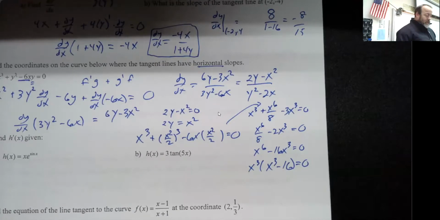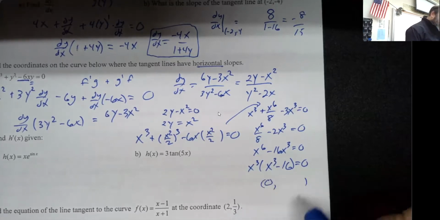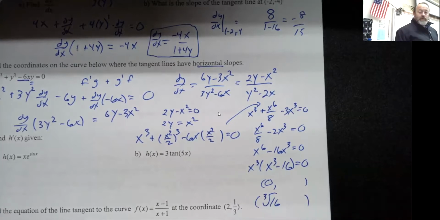So we're pretty well ready to go now, because the only way that this product can be 0 is if x itself is 0, or if x itself is the cube root of 16. Now, the last little piece, though, is I wanted to know the coordinates. Keep in mind a coordinate doesn't just have x, but it also has a y.